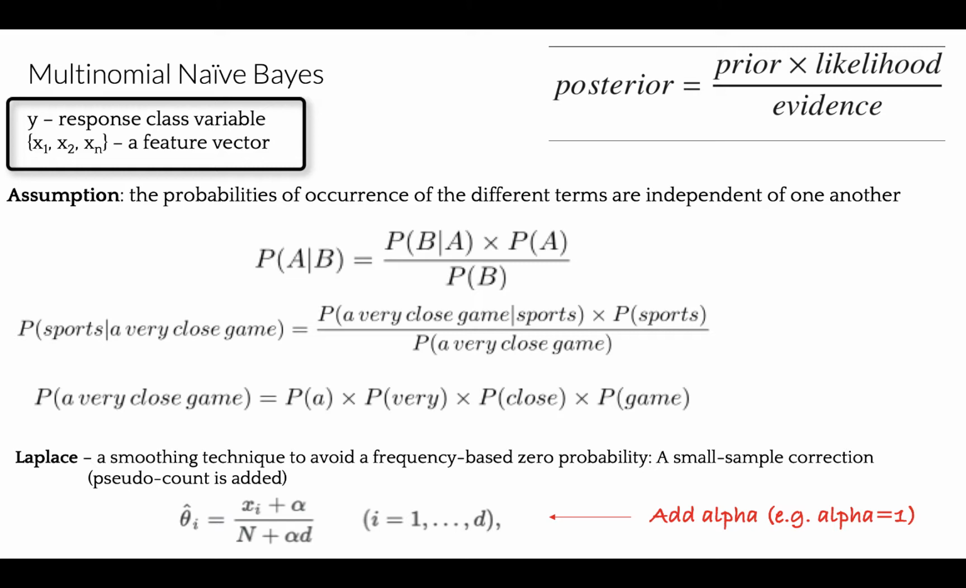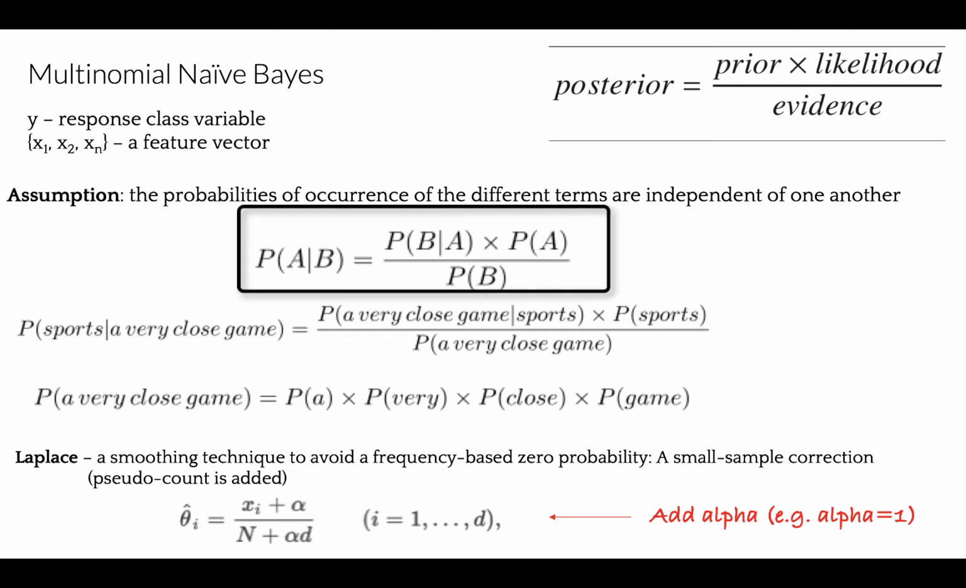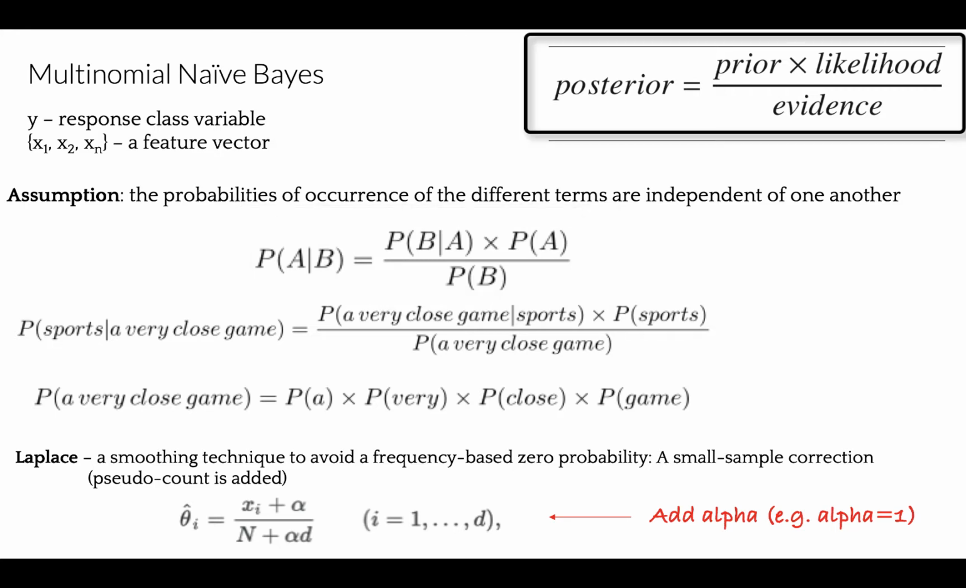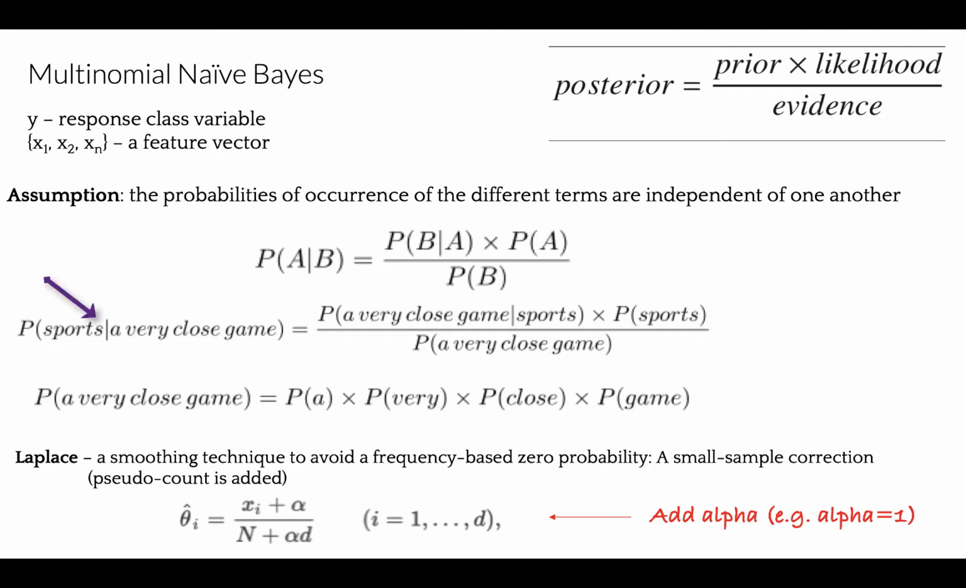Given the response class variable y and a set of n features in the form of a feature vector x1, x2, ..., xn, and using the Bayes theorem, we can denote the probability of occurrence of y given the features by this formula. Recall this formula can be interpreted as posterior equals prior multiplied by likelihood, divided by evidence. We can look at an example with specific words. The probability of sports given the string "a very close game" equals the probability of "a very close game" given sports, multiplied by the probability of sports, divided by the probability of the string "a very close game".